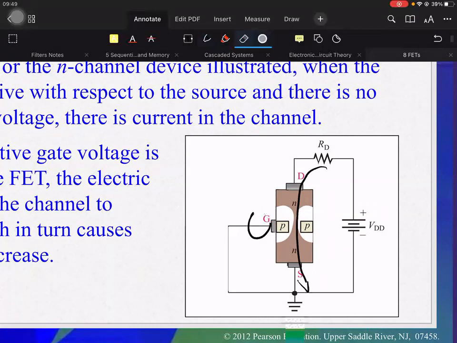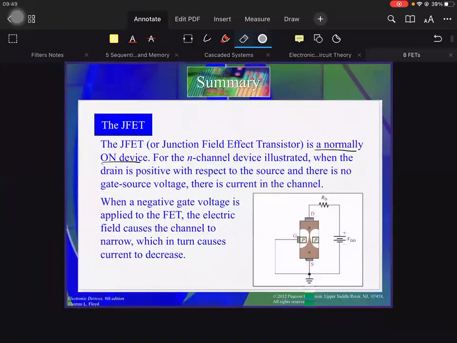If we do not do anything to the gate terminal, current is already flowing from drain to source. That's what we mean by normally on. In the N-channel device illustrated, when the drain is positive with respect to the source and there is no gate source voltage, there is current in the channel. So even if there is no gate source voltage, there is current in the channel. That's what we mean when we say normally on.